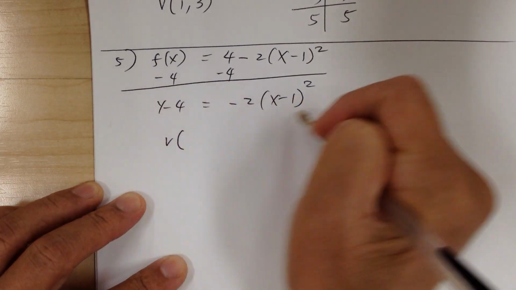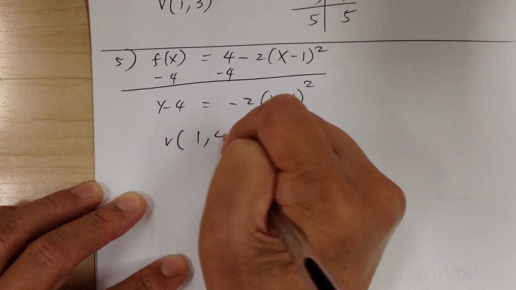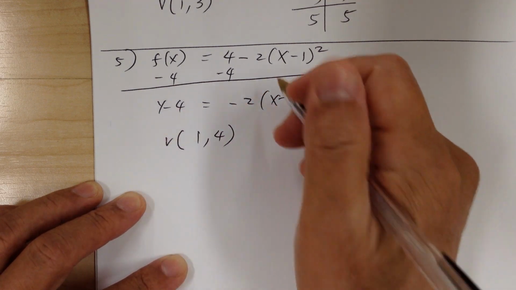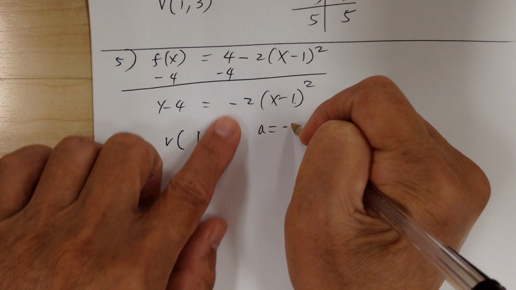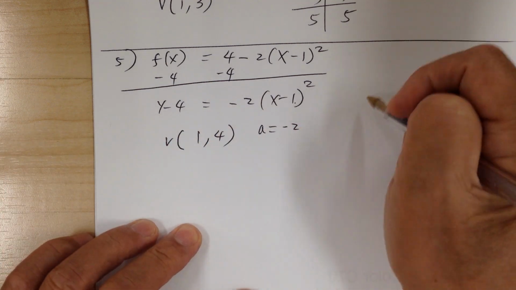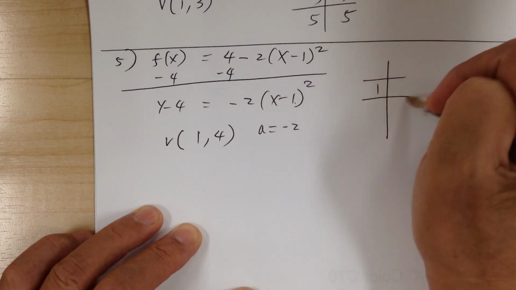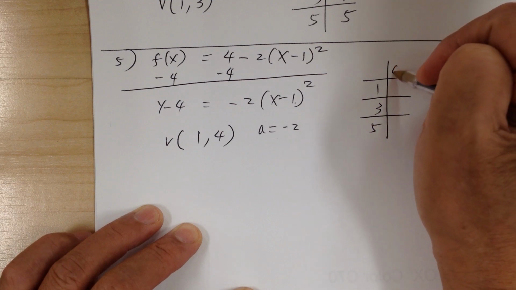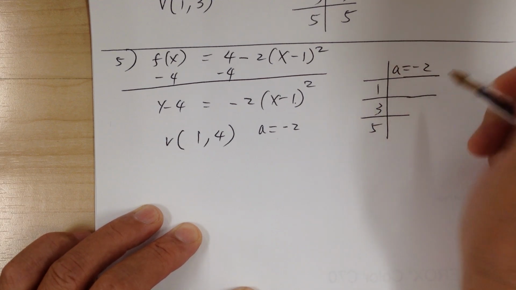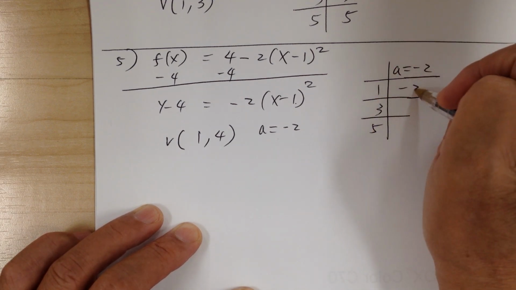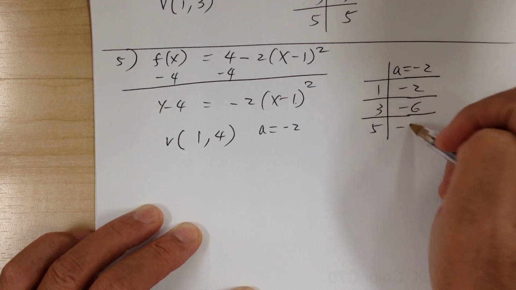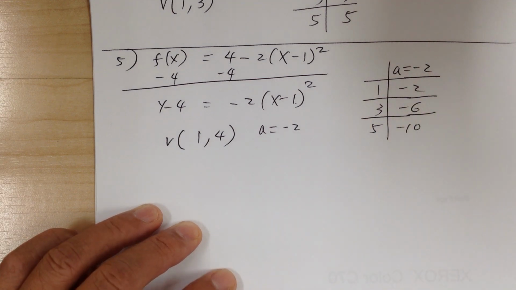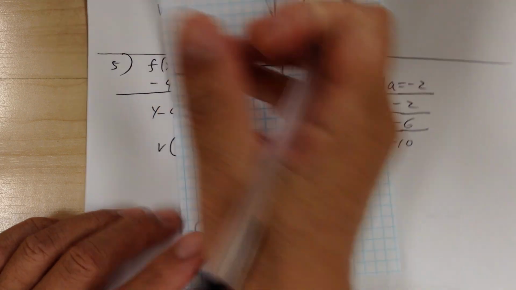So the vertex is going to be at 1, 4. Again, you take the opposite. And a equal to negative 2 in this case. That's your a. So go and get your 1, 3, 5. And a equal to negative 2, so you have to multiply. So you're going to get negative 2, negative 6, negative 10. So let's go and graph number 5.